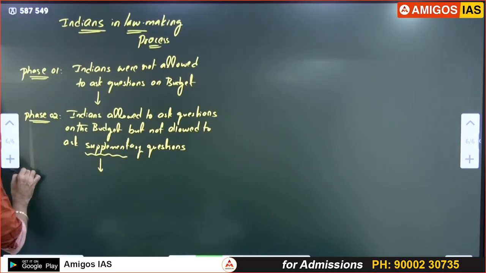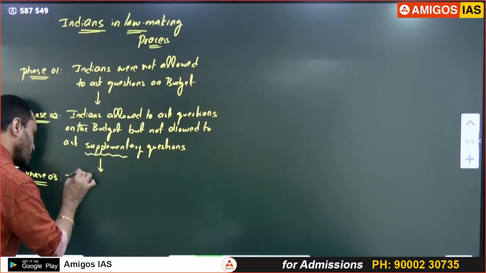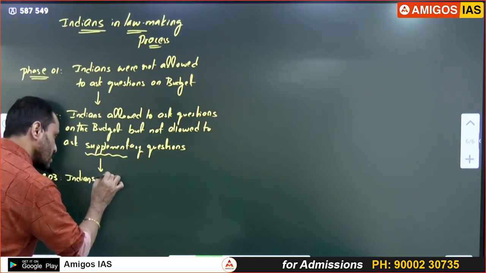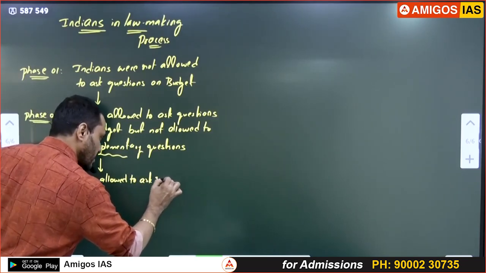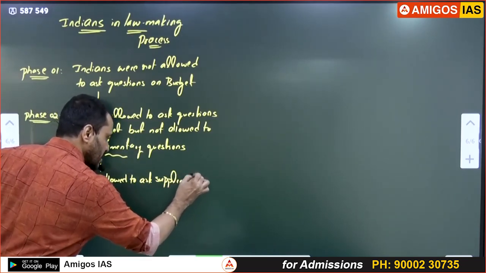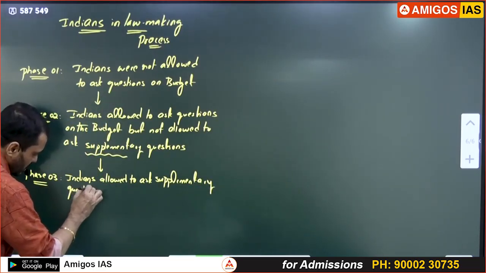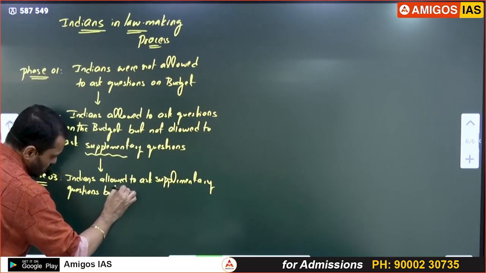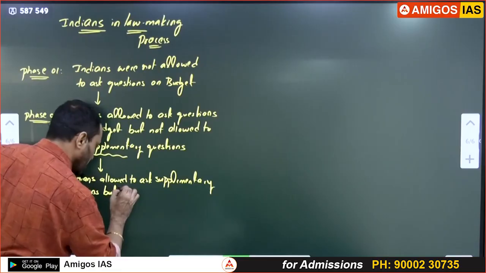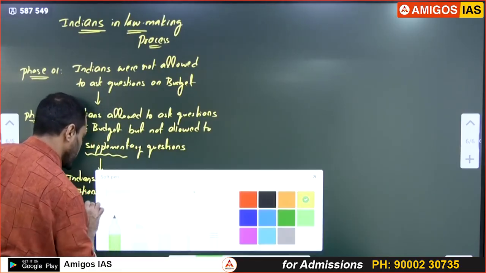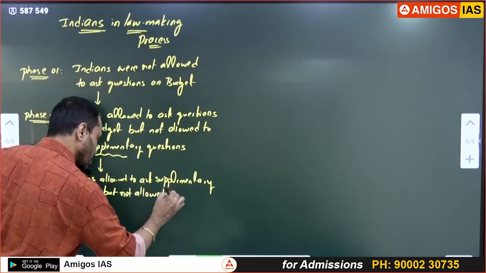And in phase 3, the third phase, Indians were allowed to ask supplementary questions, but not allowed to vote on the budget.